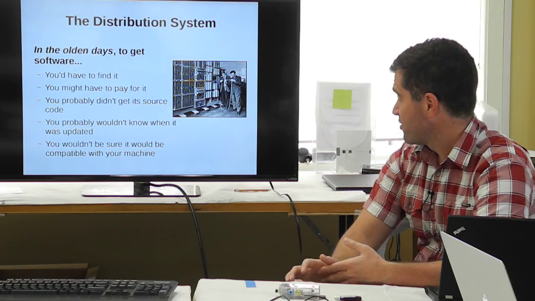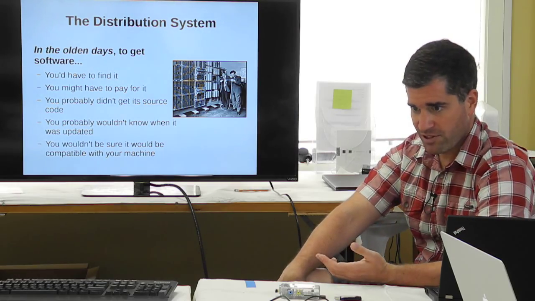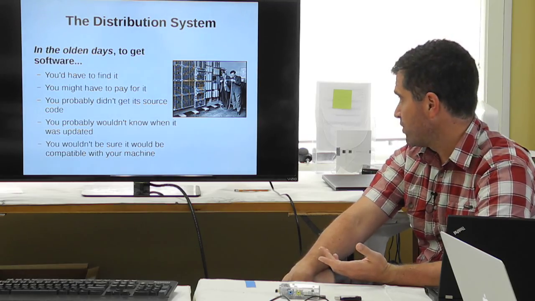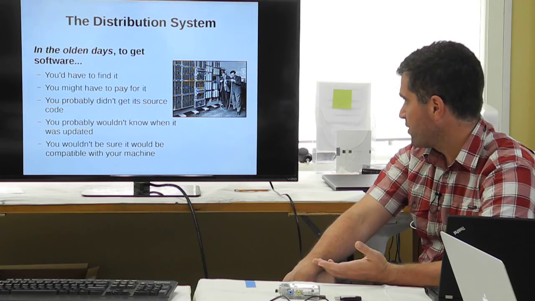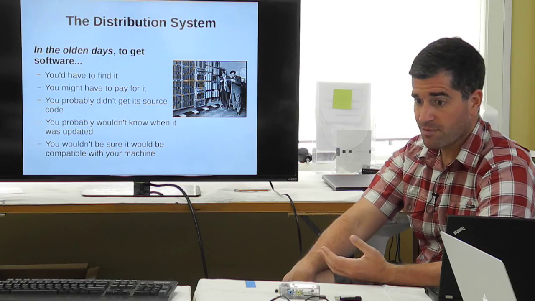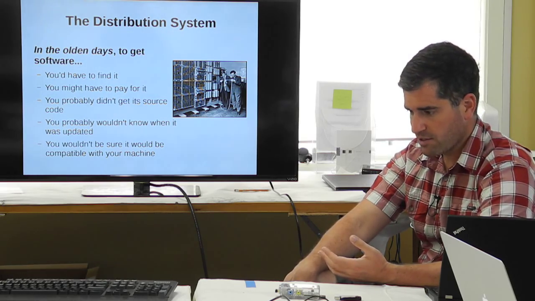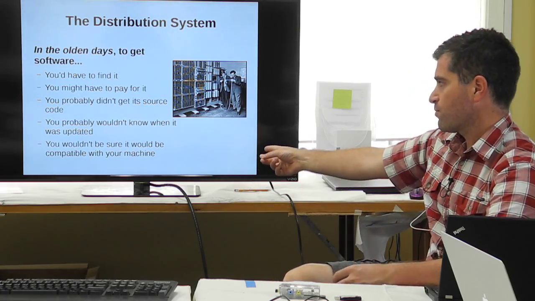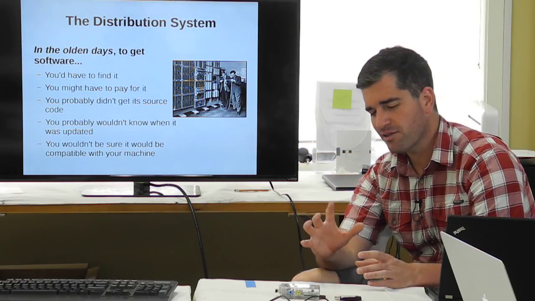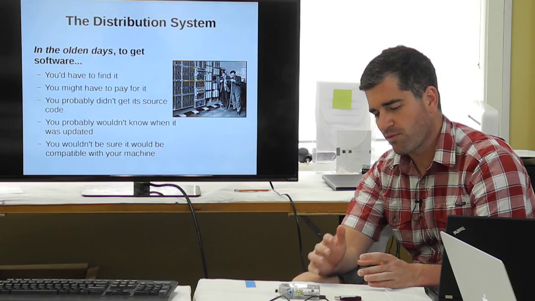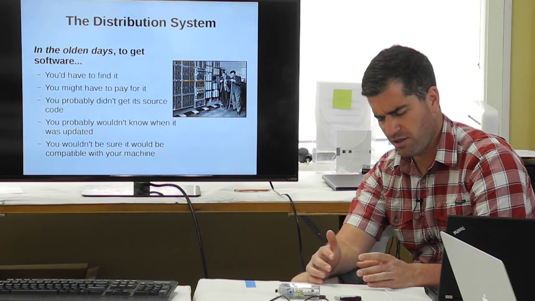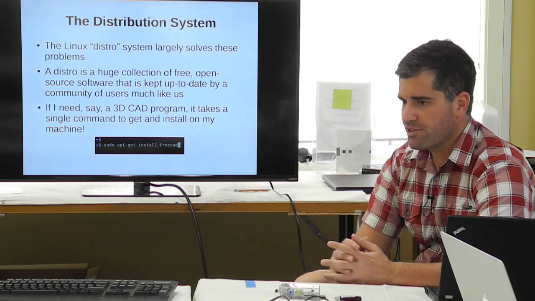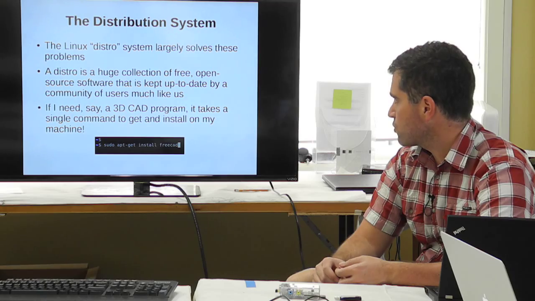In the olden days, you'd actually have to go out and identify the one you want. It probably wasn't free, might not be free. You probably didn't get the source code along with it. You wouldn't be notified typically of updates. And this is one of the classic problems with Windows machines: you always had a little bit of a question about whether it'd be compatible with your machine. And so the beauty of the distribution system is that it largely solves these problems.